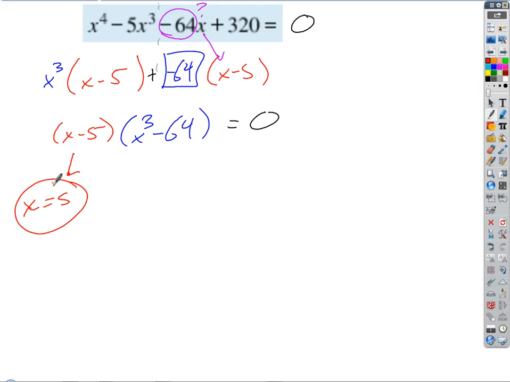Done. The question is, do we need to keep factoring? Because remember, the purpose of factoring is only to break this thing down far enough that we can use the zero product property and get all our solutions. There's no reason for us to factor unnecessarily if we're trying to solve an equation. So, do we need to factor this or not?